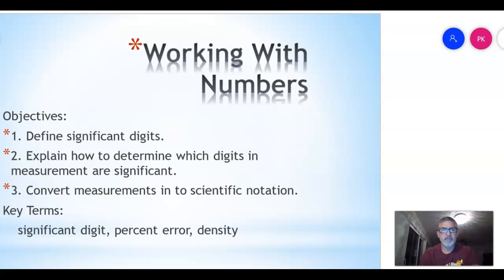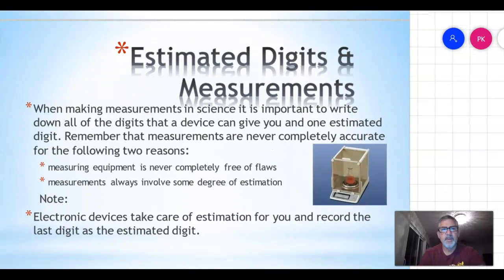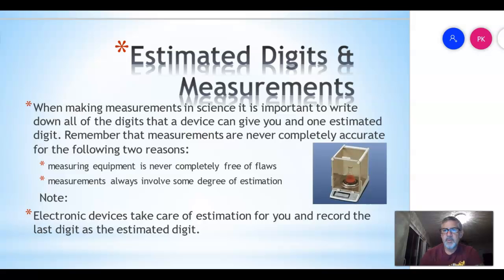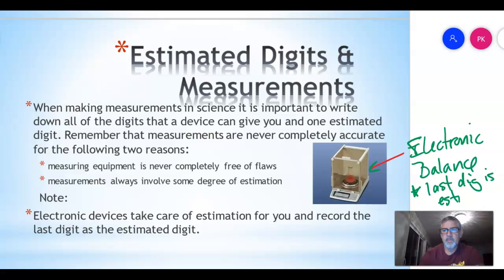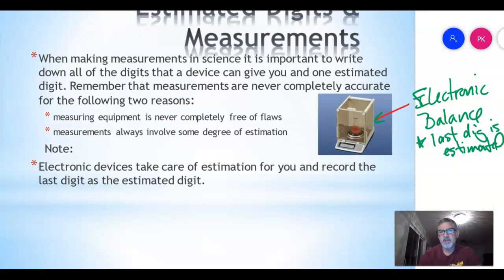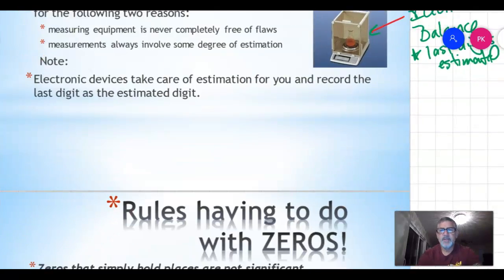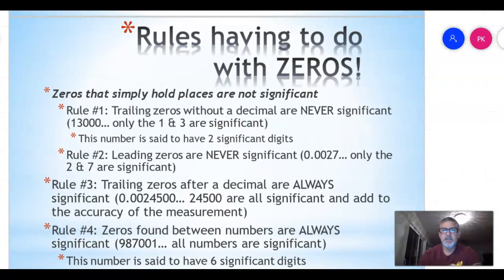All right, so a little review on stuff we learned in chemistry, and if you have any for biology, we talked in biology too. All right, so estimated digits and measuring. Most of the stuff we're going to use in this class is electronic. So an electronic balance, right? The last digit is estimated. If you did have to use an analog device, you would have to estimate the last digit, because remember, estimating the digit takes care of increasing the accuracy or the precision of your measurement.